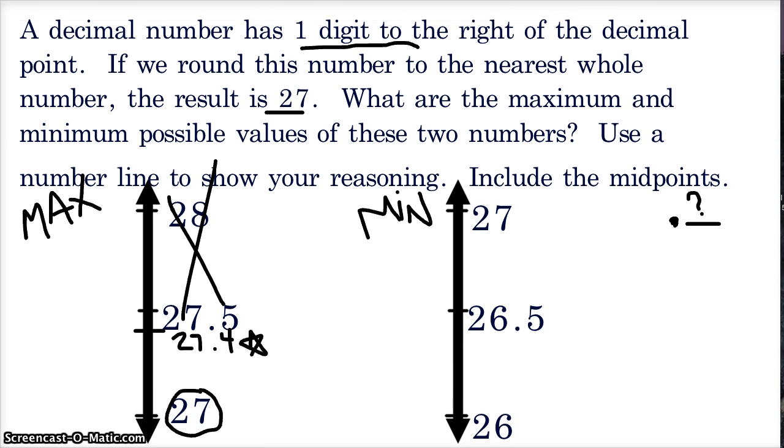If I know that my number had to round to 27, because that's what it says here, then what's the lowest possible number it could be so that we would still round up to 27? It would have to be this number right here. If we went any lower than that, 26.4, then we would be rounding down to 26. So my lowest possible number is 26.5. My highest possible number is 27.4, but it could have been any number in between there. So this is my reasoning for how I came up with 26.5 all the way to 27.4.